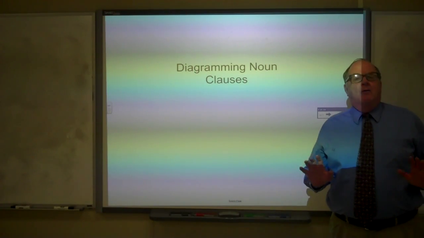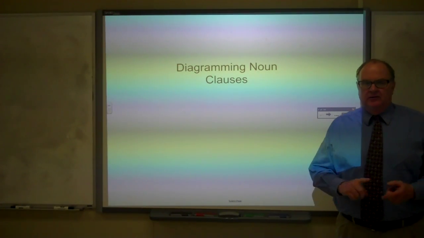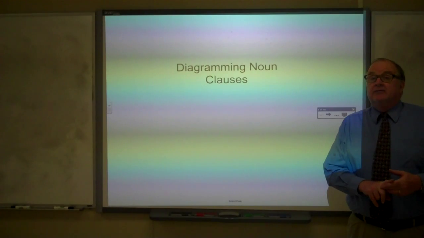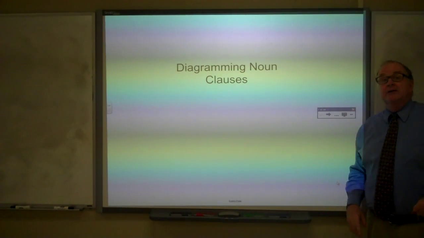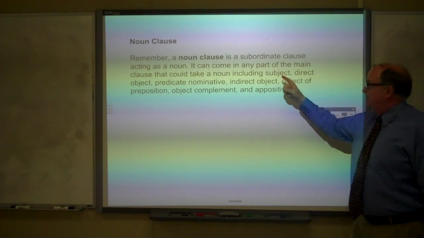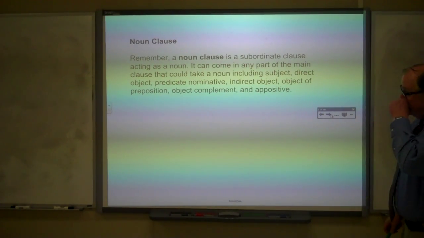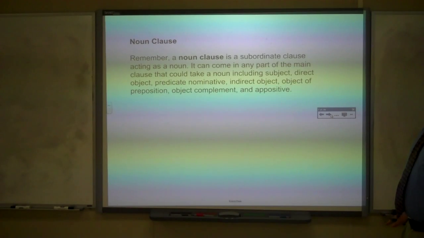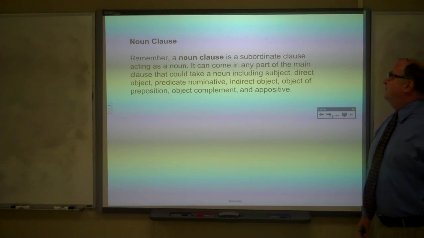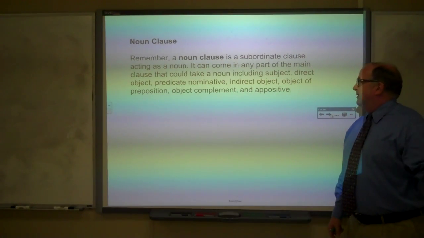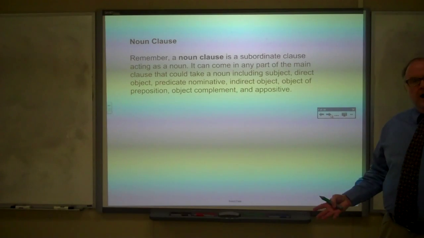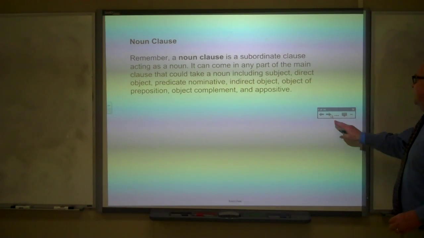So, today, I want to take a look at diagramming noun clauses. We've diagrammed compound sentences. We've diagrammed adjective clauses and adverb clauses. So the last thing we need to take a look at are noun clauses. Remember, a noun clause is a subordinate clause acting as a noun. It can come in any part of the clause that could take a noun. So it could be the subject, direct object, predicate nominative, indirect object, object of preposition, object complement, and appositive. Nouns function eight different ways in a sentence. Noun clauses can function eight different ways in a sentence.